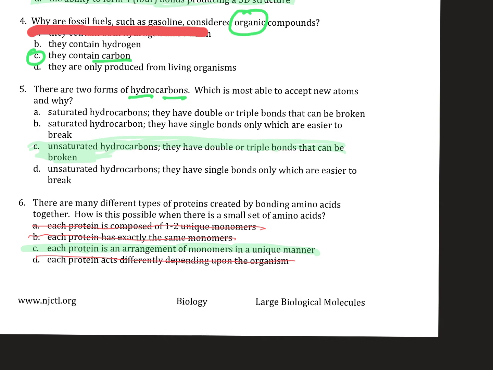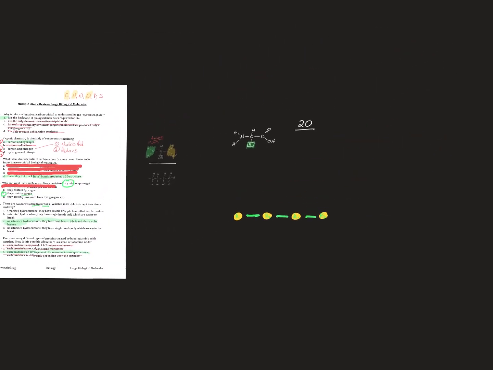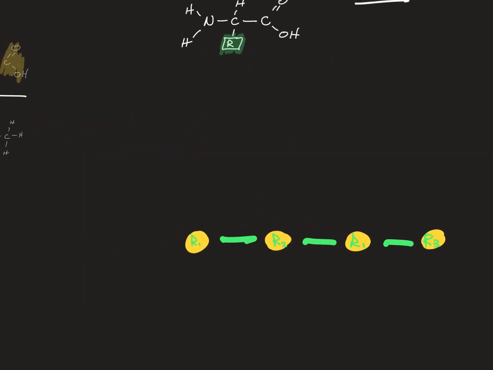Each protein differs in the arrangement of the amino acids? Yes. So if you have one protein that has R1, R2, R3, R2, another protein might have R18, R19, R20, R1. So the order of the amino acids changes the protein. The difference between your fingernails and your hair is which amino acids make it up and in what order they are in.